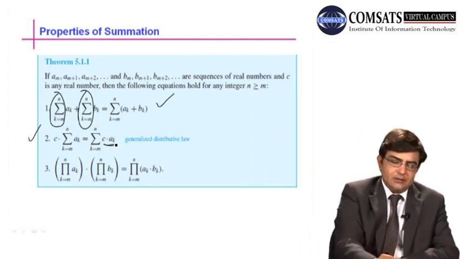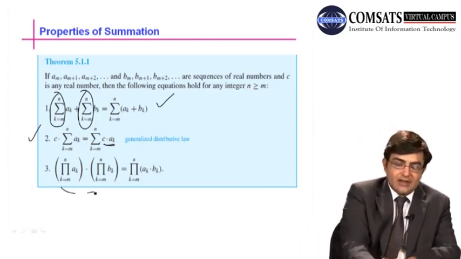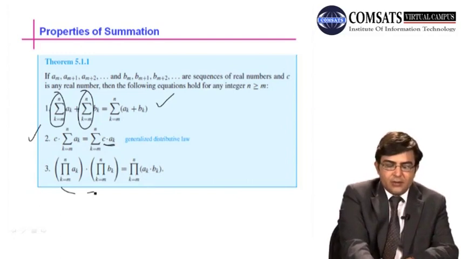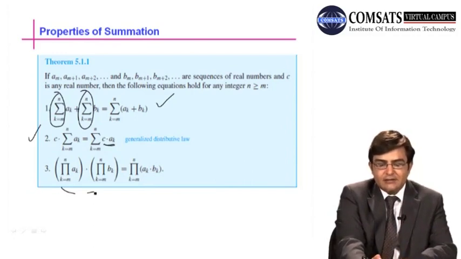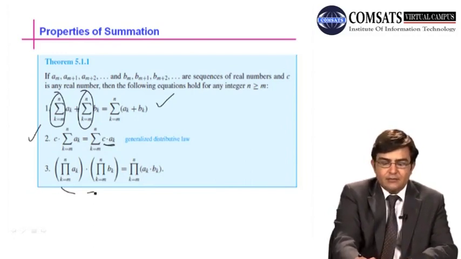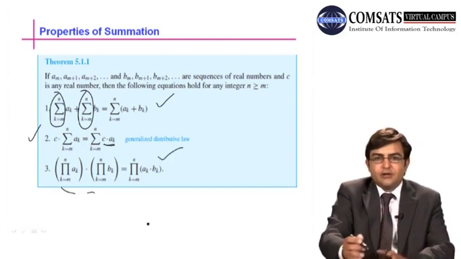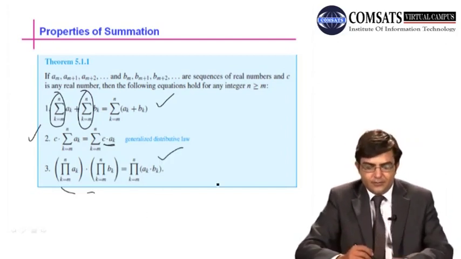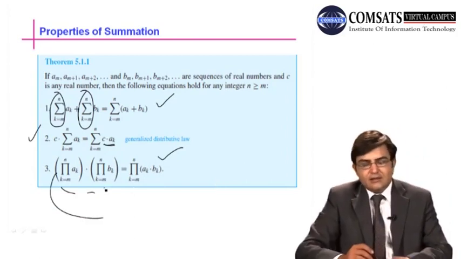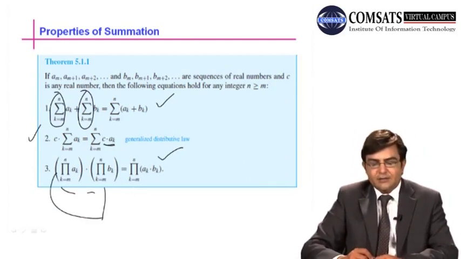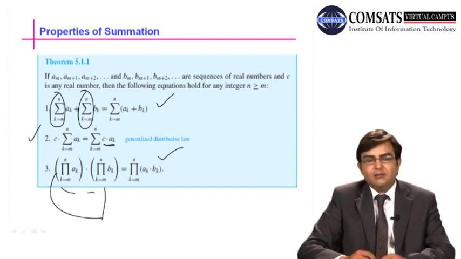The property of product notation is that the product k equal to m to n of a sub k and the product k equal to m to n of b sub k, where a sub k and b sub k are two different sequences, we can write them as the product of a sub k into b sub k. But the same thing here is that the variation of the index must be the same in both product notations.